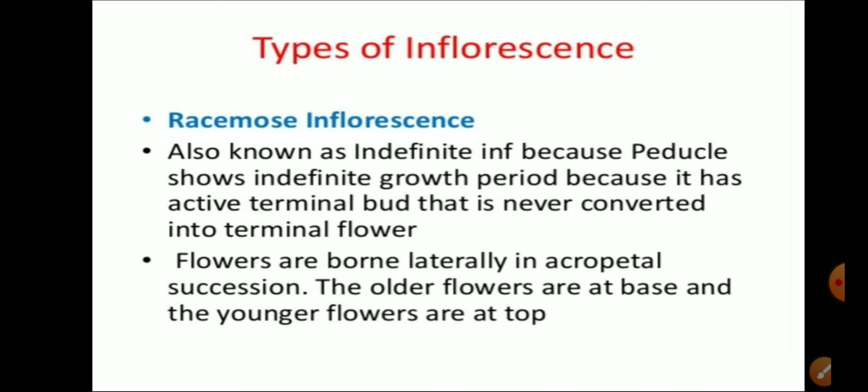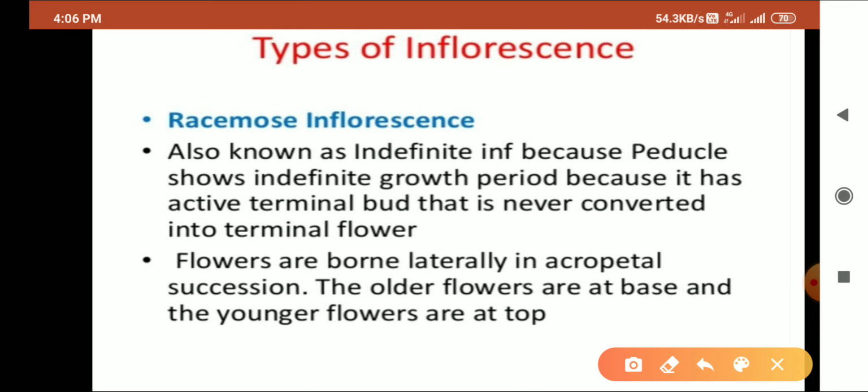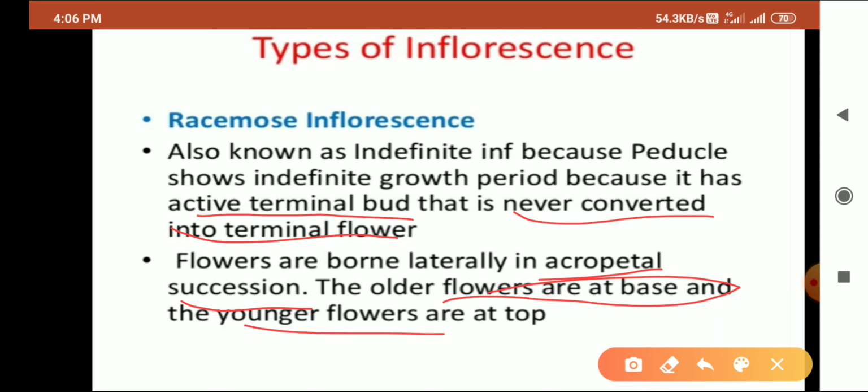The racemose type is an indefinite inflorescence because the peduncle shows an indefinite growth period, because it has an active terminal bud that is never converted into a terminal flower. The flowers in the racemose type are borne laterally in acropetal succession. The older flowers are present at the base and the younger flowers are present at the tip.